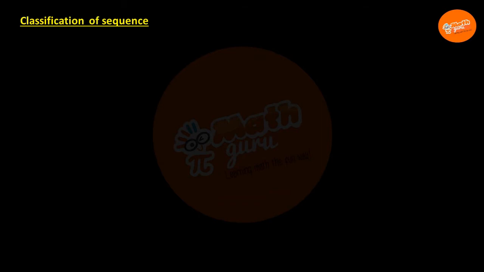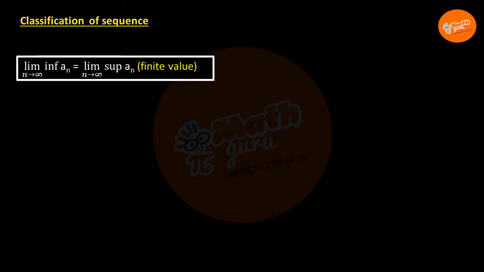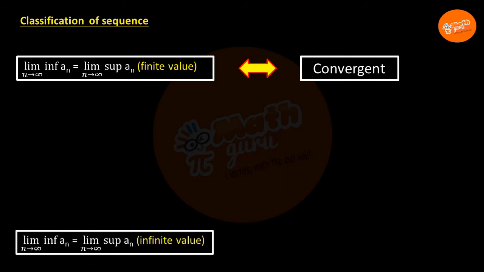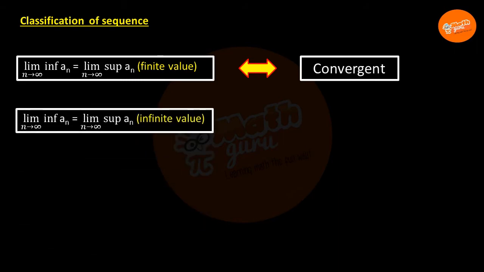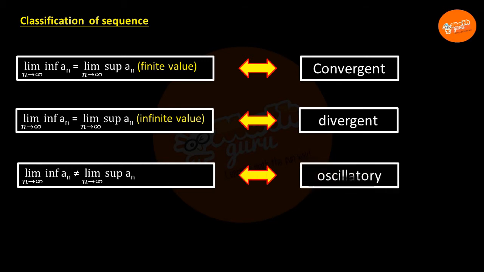Classification of sequence using limit inferior and limit superior. If limit inferior equals limit superior and is a finite value, the sequence is convergent. If limit inferior equals limit superior and is an infinite value, then the sequence is divergent. If limit superior and limit inferior are different, then the sequence is oscillatory.